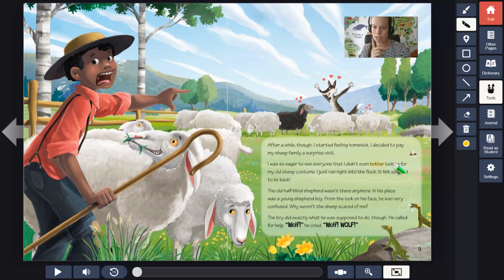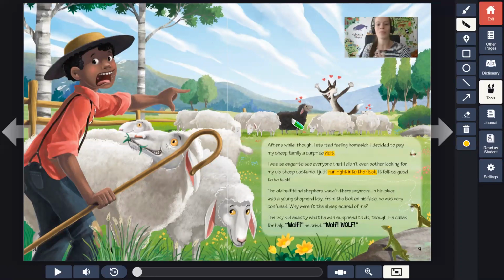Oh, that's okay. So that's in the beginning. So he wanted to come back for a visit. He ran right into the flock. See, I'm highlighting that so that when I write in my chart, it's easy to identify that element and write it down quickly.